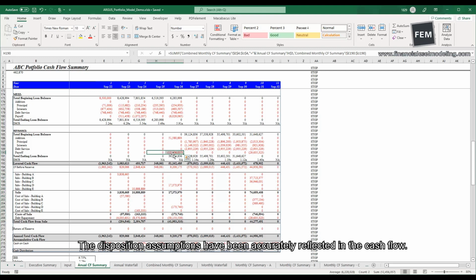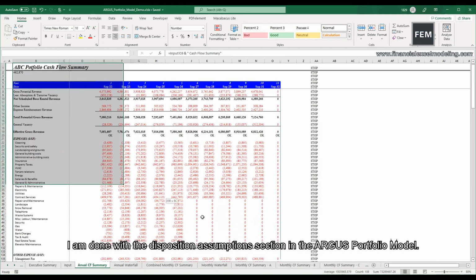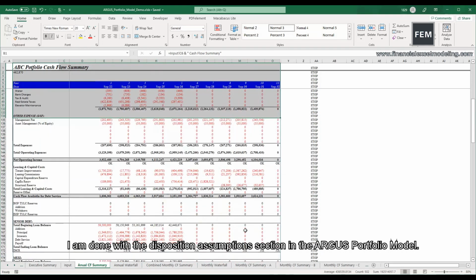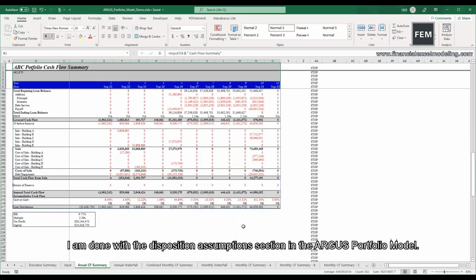The disposition assumptions have been accurately reflected in the cash flow. I'm done with the disposition assumptions section in the ARGUS portfolio model.